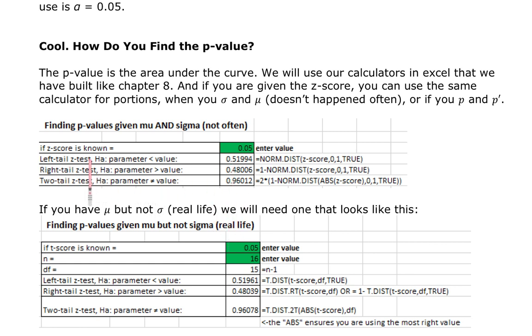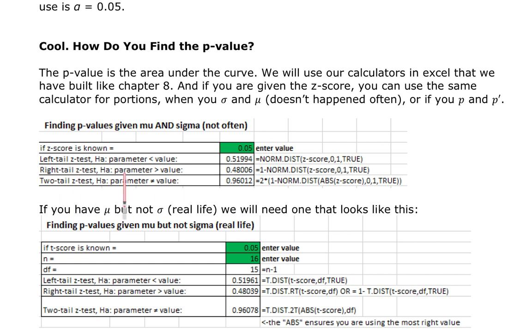So if I want the left tail test and I'm going to do the norm.dist, I'm going to grab the cell that has the z-score, this green cell, put in 0, 1, and true. Now, because I am in the standard normal distribution, I could have used norm.s.dist and just grab the z-score and true, and I wouldn't have to put the 0, 1 in. Because remember, we're in z-scores, that means we are now in the land of standard normal distributions. We have made that conversion.